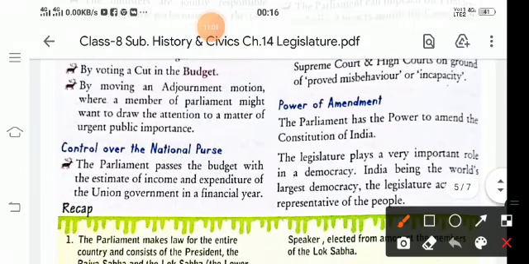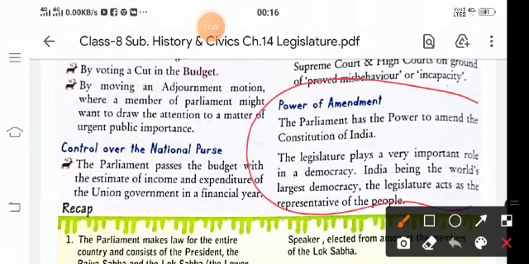In the parliament, the constitution's amendment, which was made by B.R. Ambedkar during the first constitution, those laws can be amended only through the parliament, or any new law is imposed only with the help of parliament.